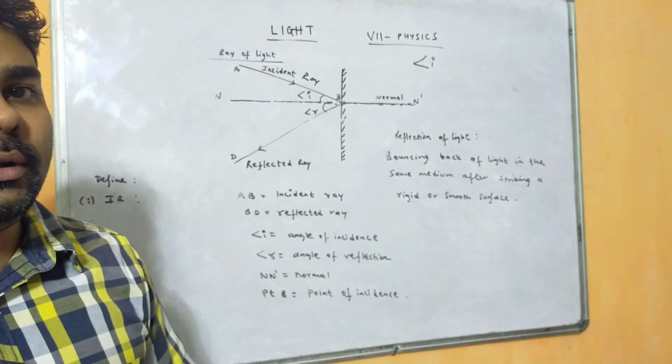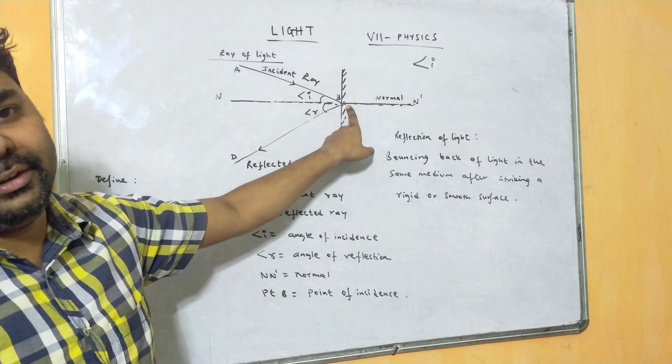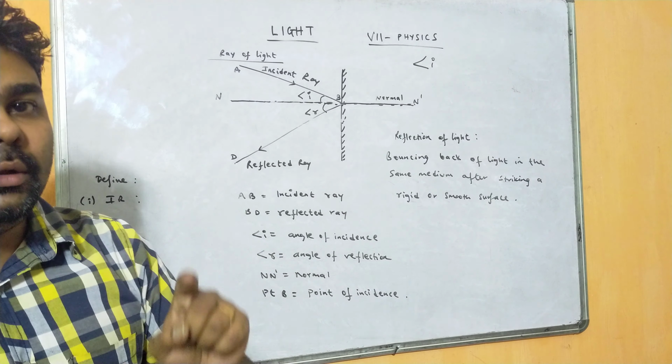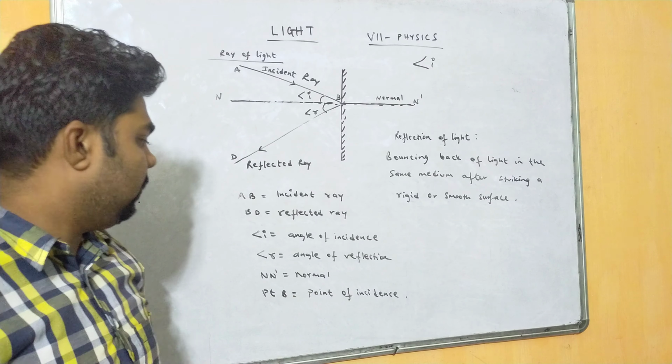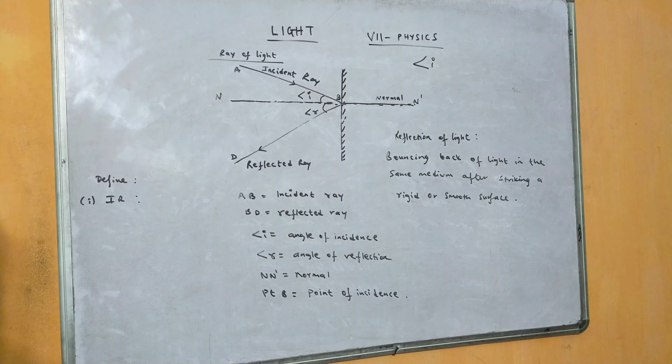Okay, so normal is the perpendicular line passing through the point of incidence. You can write this definition short: a perpendicular line which passes through the point of incidence is called normal. And the point of incidence I have already explained to you. So these notes you have to write.